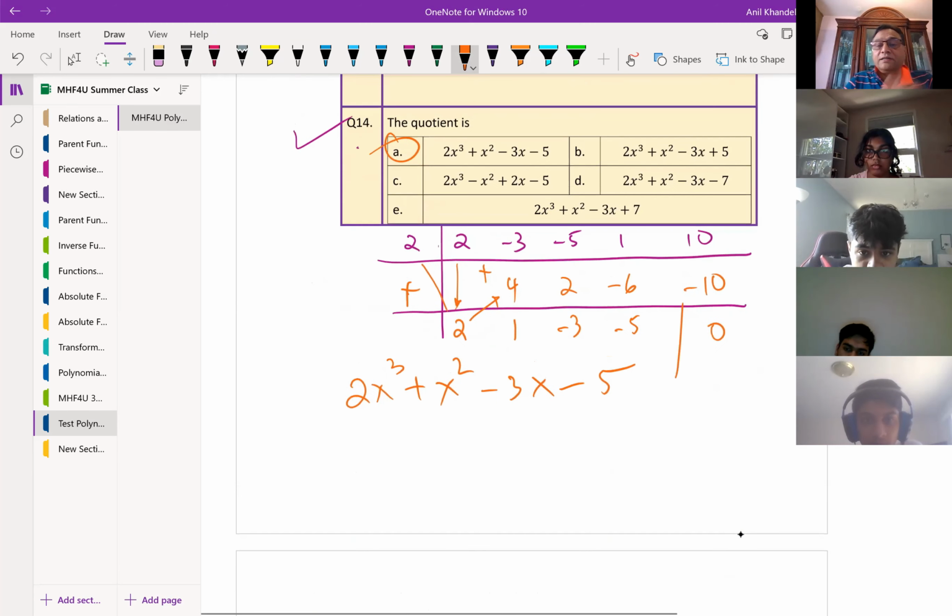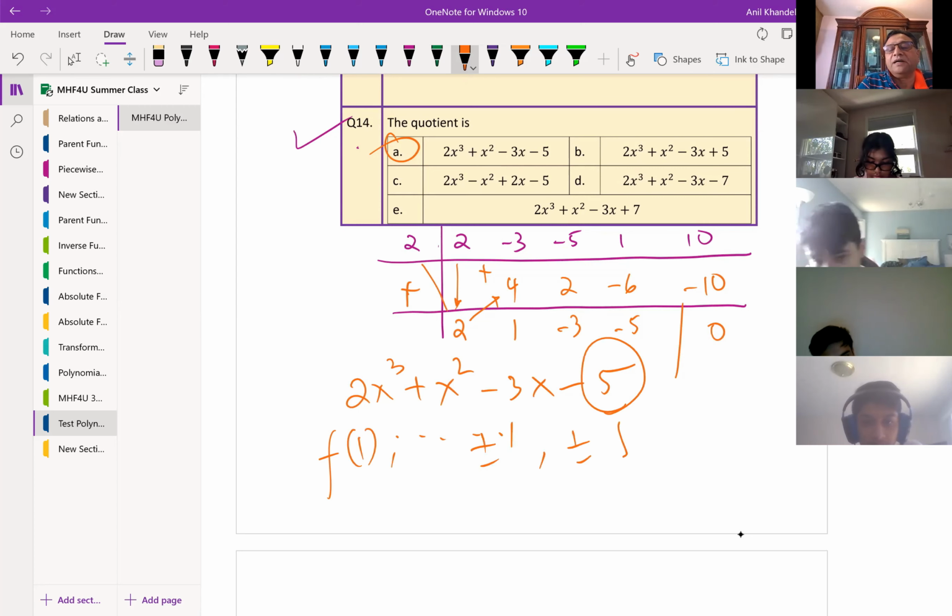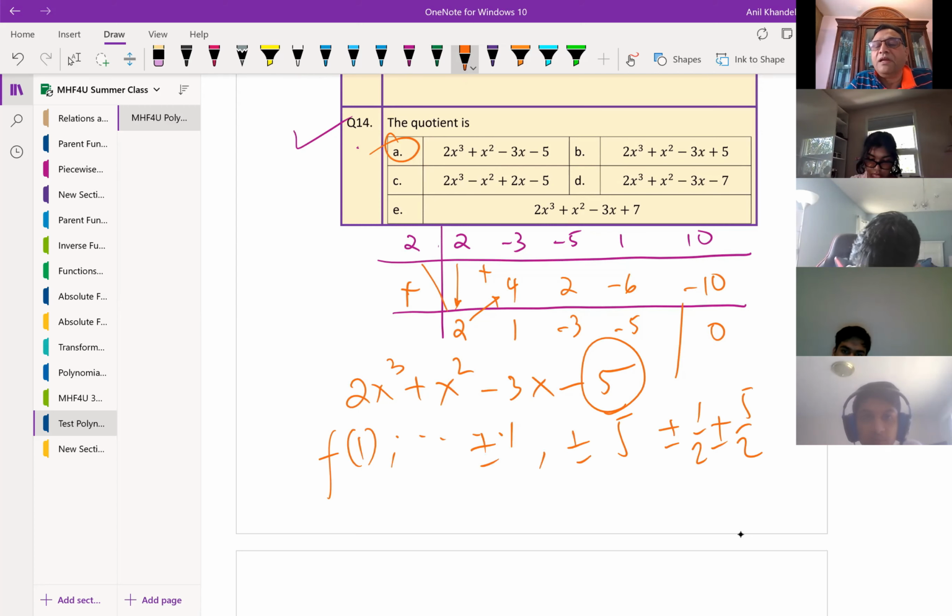Sir, if we were to further expand on this question, if you were to find further factors, right? Yes, you have to try using the factor theorem. What numbers do you have to try? f of 1, all the factors of 5, plus and minus 1 and plus and minus 5. Then you also have to try plus minus half and plus minus 5 by 2, because the numbers you have to try are factors of 5 divided by factors of 2.